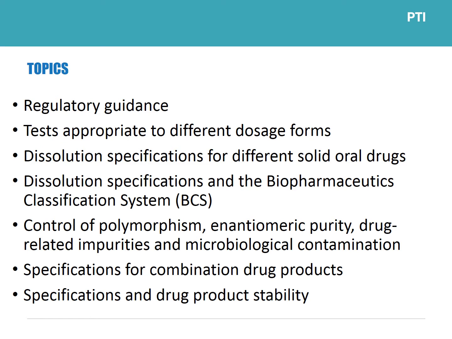There are a few things that have a significant influence on the safety and efficacy of drug products, and those include polymorphism, enantiomeric purity, drug-related impurities, and microbial contamination, so we'll spend some time looking at those. Specifications for combination drug products, particularly in the context of impurities, and how we go about setting specifications for impurities that derive from one or other of the particular drug substances present in combination products. And then specifications in the context of drug product stability.